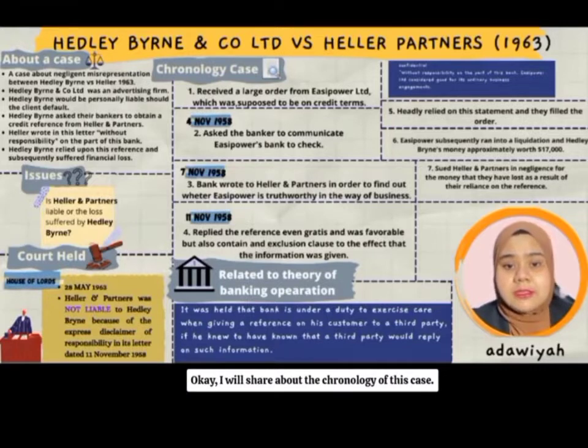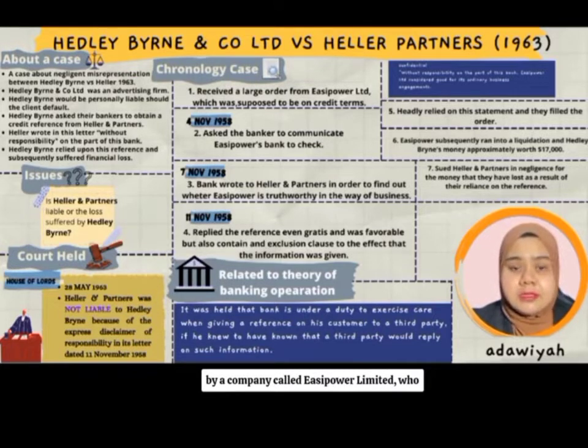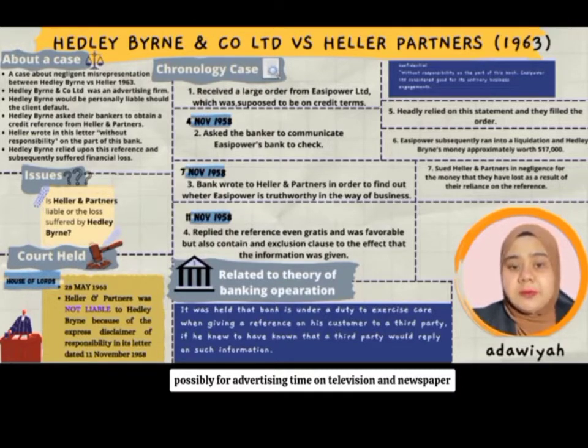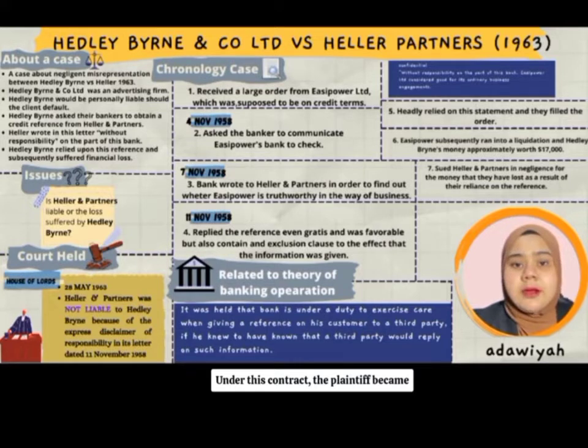Okay, I will share about the chronology of this case. In this case, Hedley Byrne is the plaintiff while Heller and Partners are the defendants. Hedley Byrne, an advertising agency, were approached by a company called Easy Power Limited, who initially wanted to submit a large order and wanted to spend 80,000 to 90,000 possibly for advertising time on television and newspaper on credit terms. Under this contract, the plaintiff became personally liable for the sub-view.